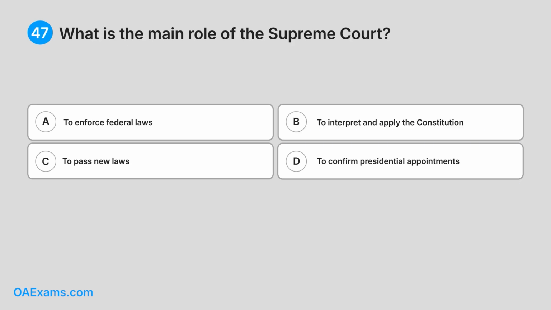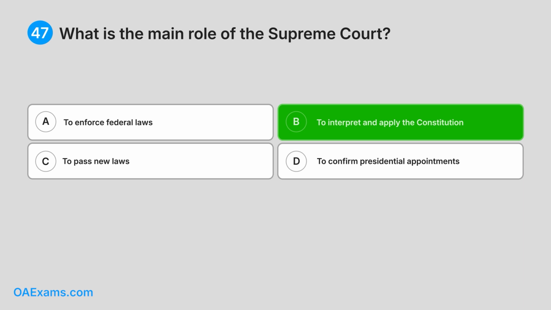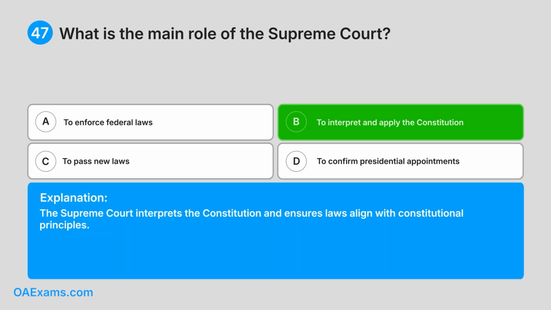47. What is the main role of the Supreme Court? A. To enforce federal laws. B. To interpret and apply the Constitution. C. To pass new laws. D. To confirm presidential appointments. Do you know the answer? Correct answer: B. To interpret and apply the Constitution. Explanation: The Supreme Court interprets the Constitution and ensures laws align with constitutional principles.